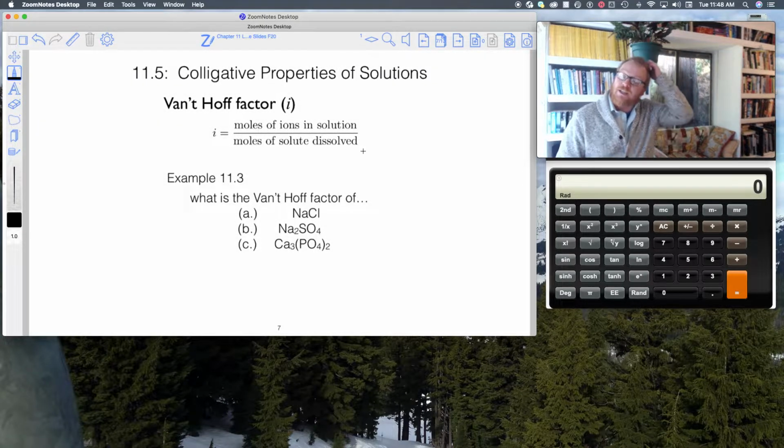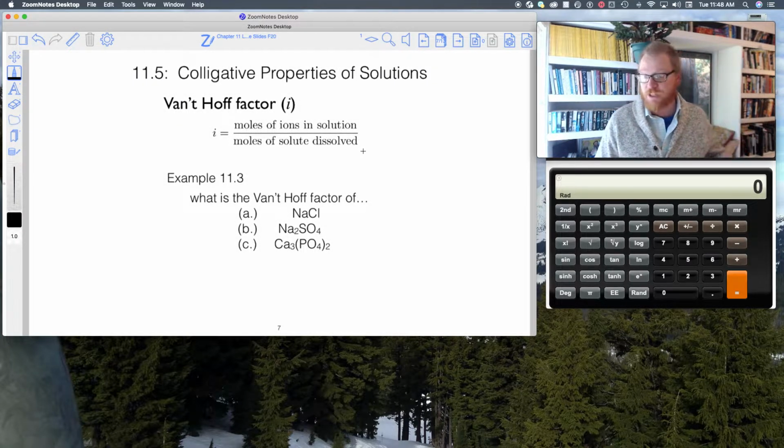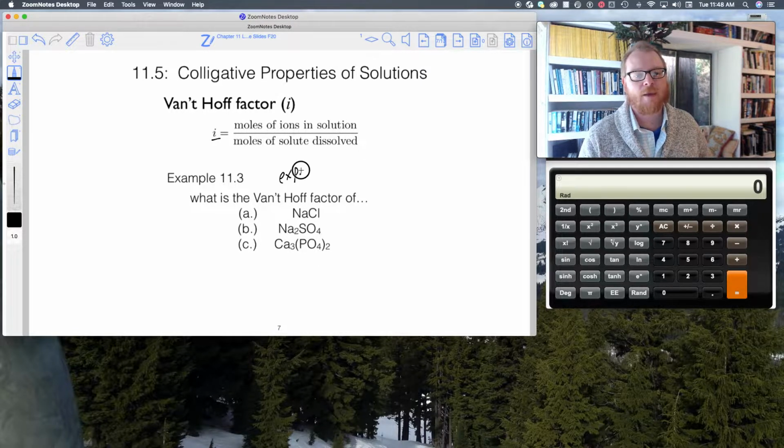So before we get into talking about these calculations with the colligative properties, we have to talk about the Van't Hoff factor. Okay, this is this lowercase i, which is the moles of ions in solution divided by the moles of solute dissolved. Now, we can very easily determine the expected Van't Hoff factor by the following.